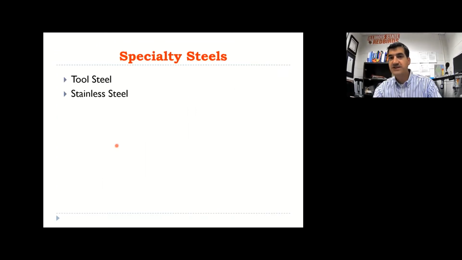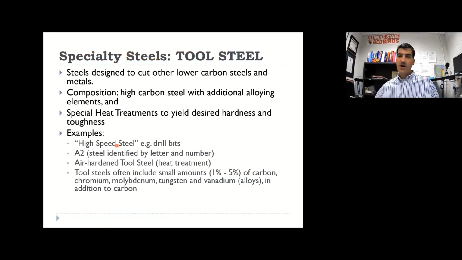A few specialty steels that I want to talk about just briefly for each one of these. The first one is tool steel, and I already talked briefly about this. If you want to make a tool out of steel, then that steel needs to be able to cut and shape other metals, including steel, right? Like low carbon and even medium carbon steels. So the way to do that is to use a high carbon steel for tools.